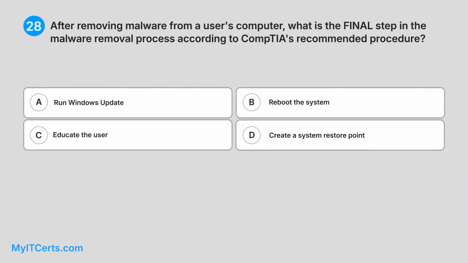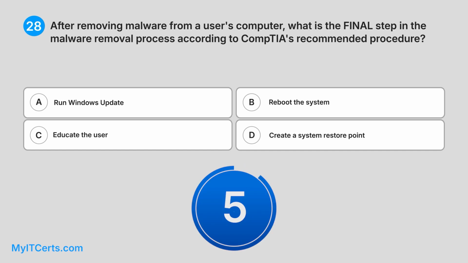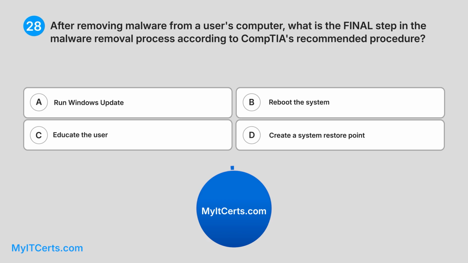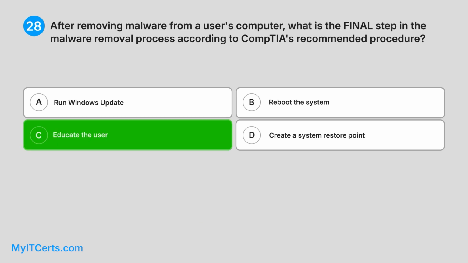28. After removing malware from a user's computer, what is the final step in the malware removal process, according to CompTIA's recommended procedure? A. Run Windows Update. B. Reboot the system. C. Educate the user. D. Create a system restore point. What do you think is the answer? Correct answer. C. Educate the user.